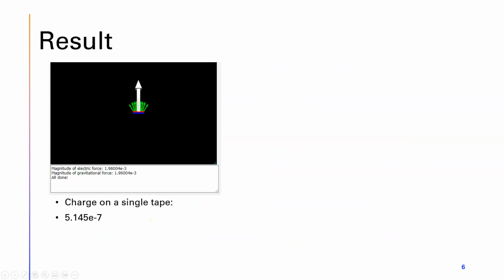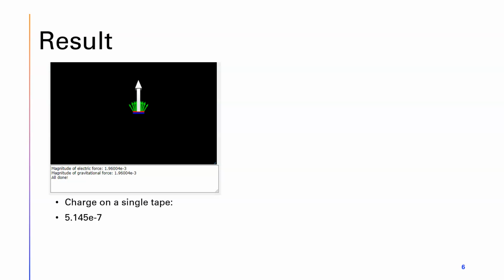So as a result, we have our two pieces of tape with the electric force pointing upwards with a magnitude of 1.6004 e to the negative 3 newtons. And this is pointing up to counteract the gravitational force, which is pointing in the opposite direction, the negative y direction, down at 1.96004 e to the negative 3.